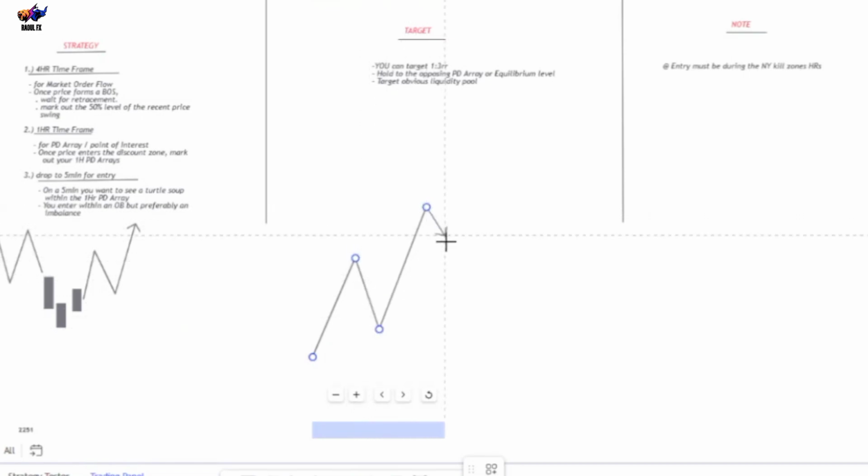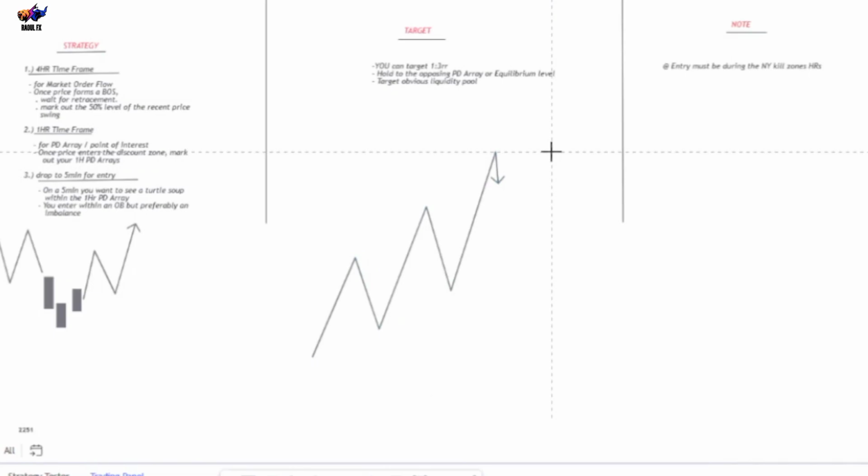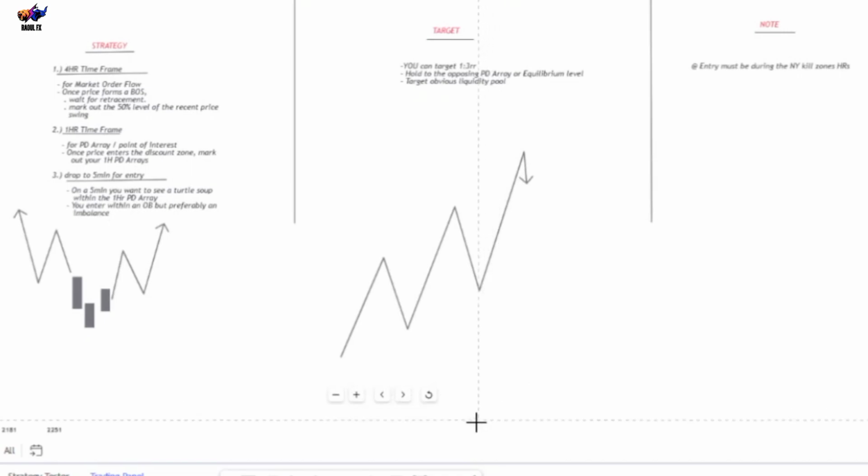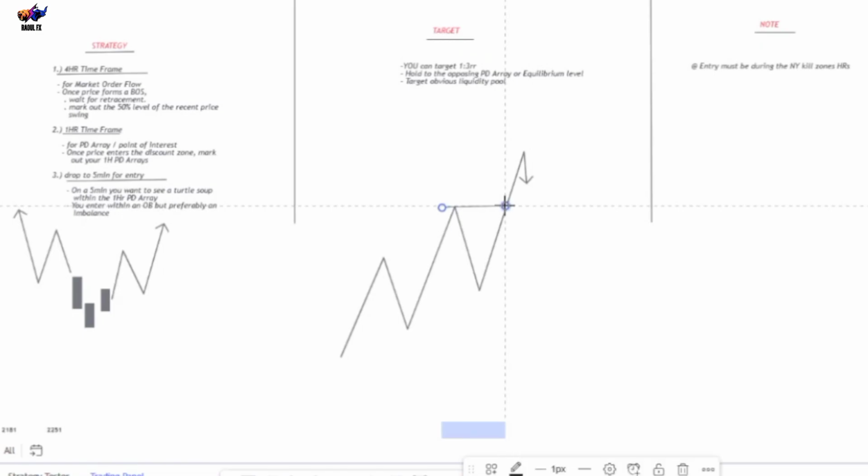So let's say we are bullish. This is what it's going to look like. And it says once price forms a break of structure, this is a break of structure, we mark that out. It says wait for a retracement. This is a retracement. Mark out the 50% level of the recent price swing. This is a recent price swing.